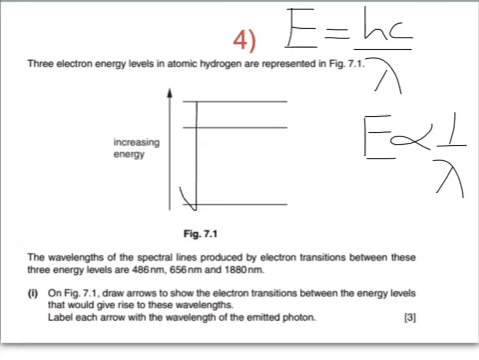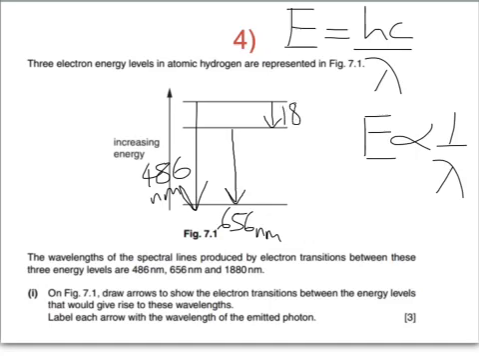So this one is the first arrow we'll draw, labeling that 486 nanometers. Then the second largest energy transition would be from the second level down to there, and of course that corresponds to the 656 nanometer photon. And the smallest transition would be from that one to that one, which would correspond to the 1880 nanometer wavelength.